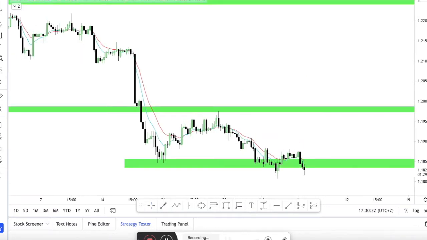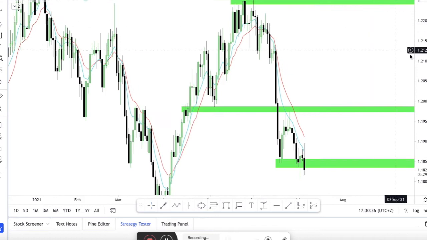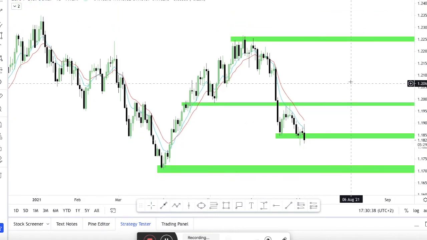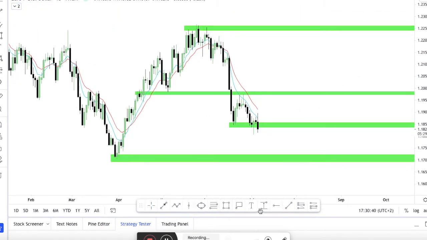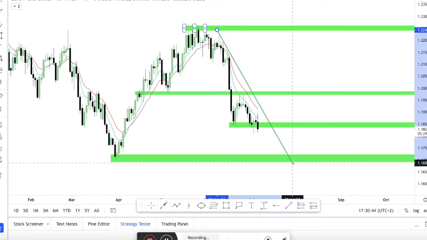The other pair that we're going to look at is Euro USD. We had a good week last week with Euro USD. And like I said, we were moving down. As you can see, we are still moving down.